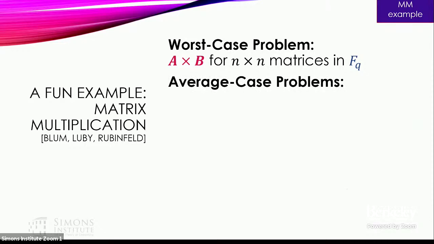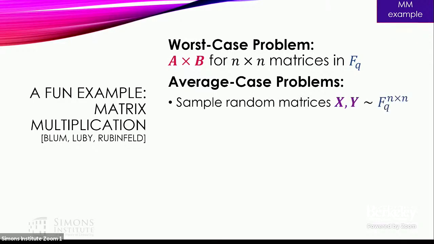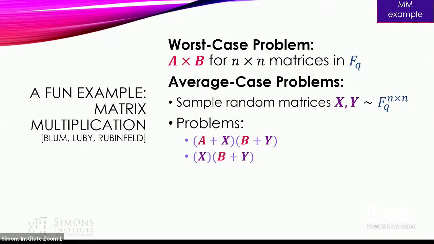What's the average case problem? It's going to be the problem of multiplying uniformly random matrices over this field F_q. And what we're going to do to produce our average case problems that will solve our worst case problem is sample two random matrices, X and Y, from F_q. And our problems are going to be of the form (A plus X) times (B plus Y), X times (B plus Y), (A plus X) times Y, and X times Y.